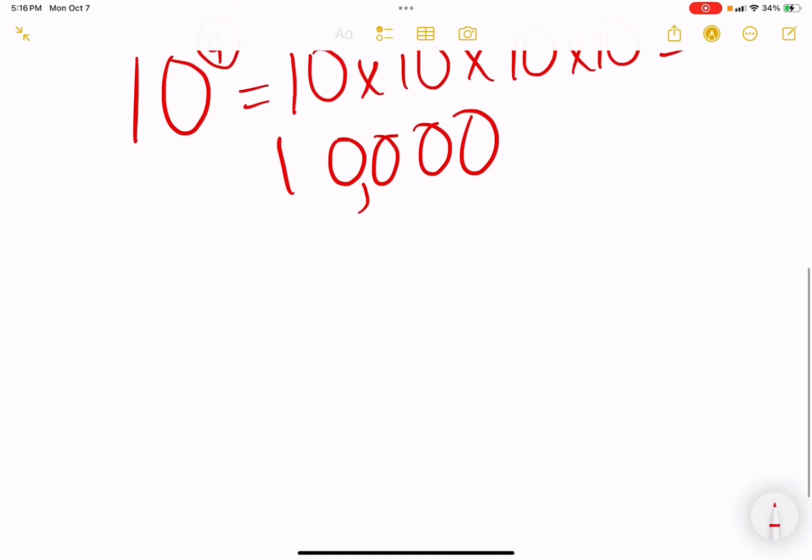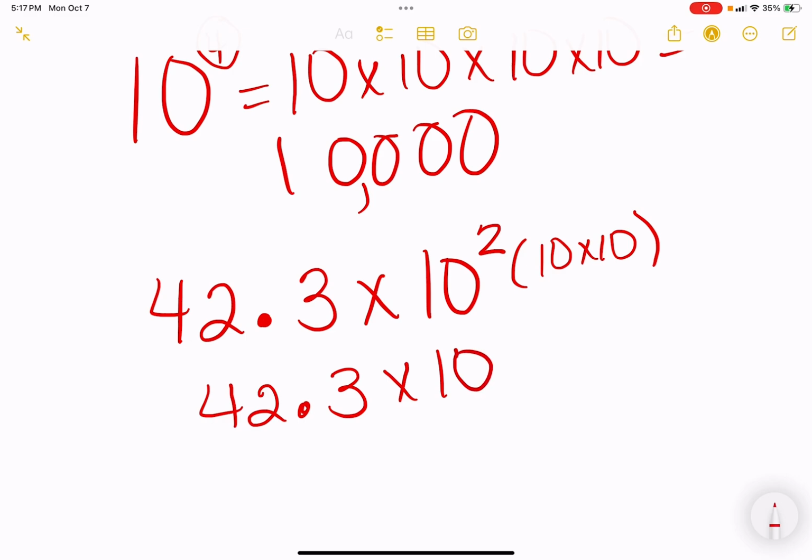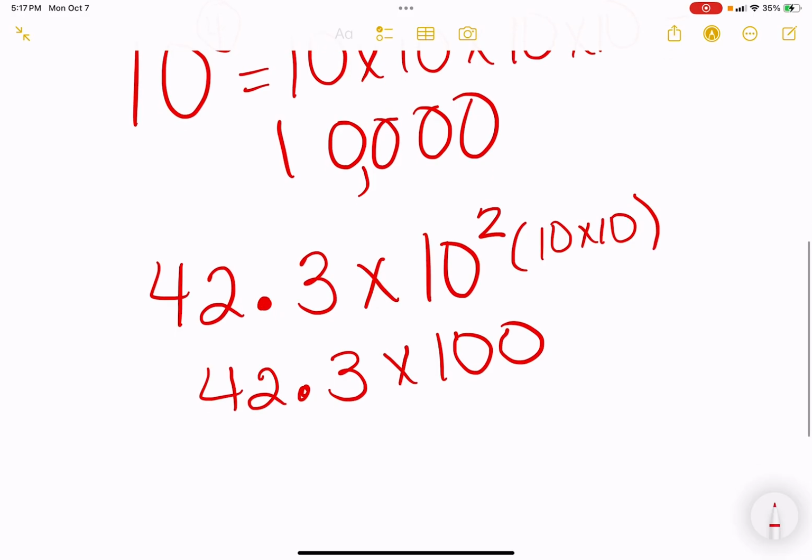So let's say, for instance, going to today's lesson, we have a decimal of 42 and 3/10, and we're going to multiply that by 10 to the power of 2. Again, 10 to the power of 2 means 10 times 10. The students should know that this 2 indicates that there are going to be 2 zeros. So again, 42 and 3/10 is being multiplied by 100. Again, we got the 100 because we multiplied 10 times 10.